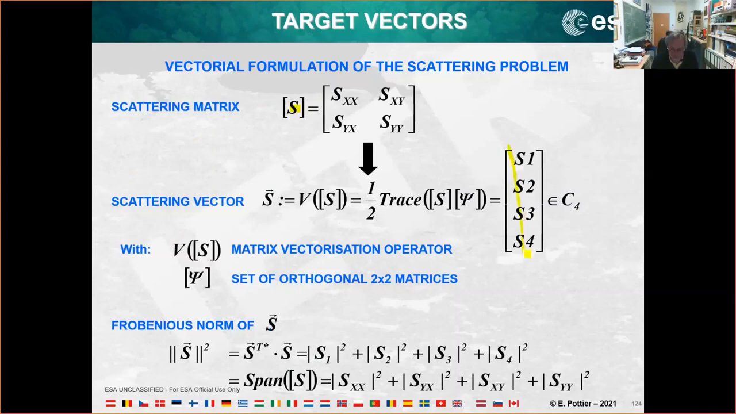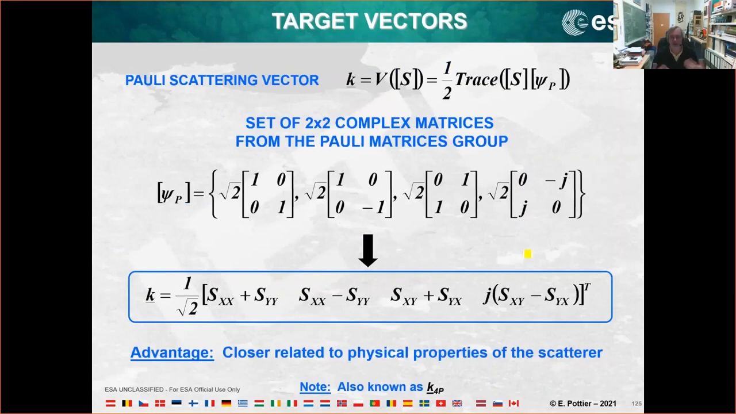As I said, there exist different matrix groups. The first one is the Pauli. We are going to create the k vector, the target vector, from the vectorization of the scattering matrix using the set of Pauli matrices which are expressed here. And the result is a target vector which has four different components in the bistatic case.